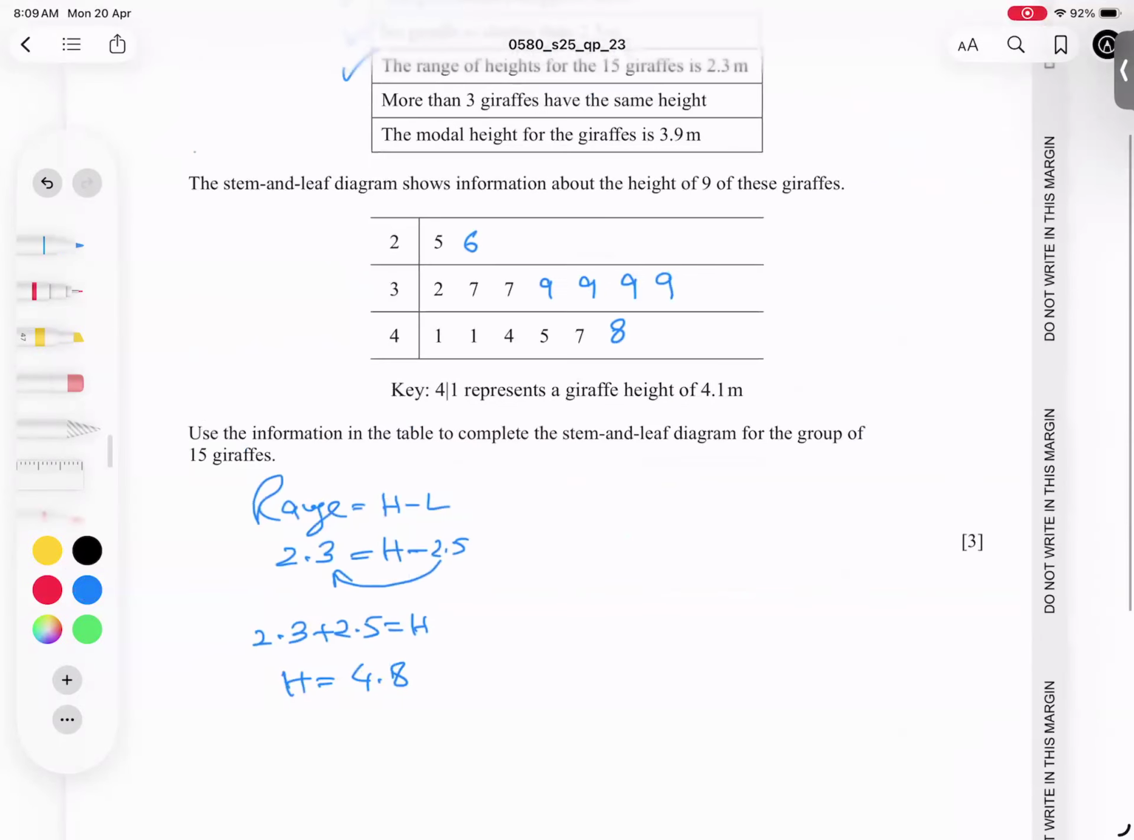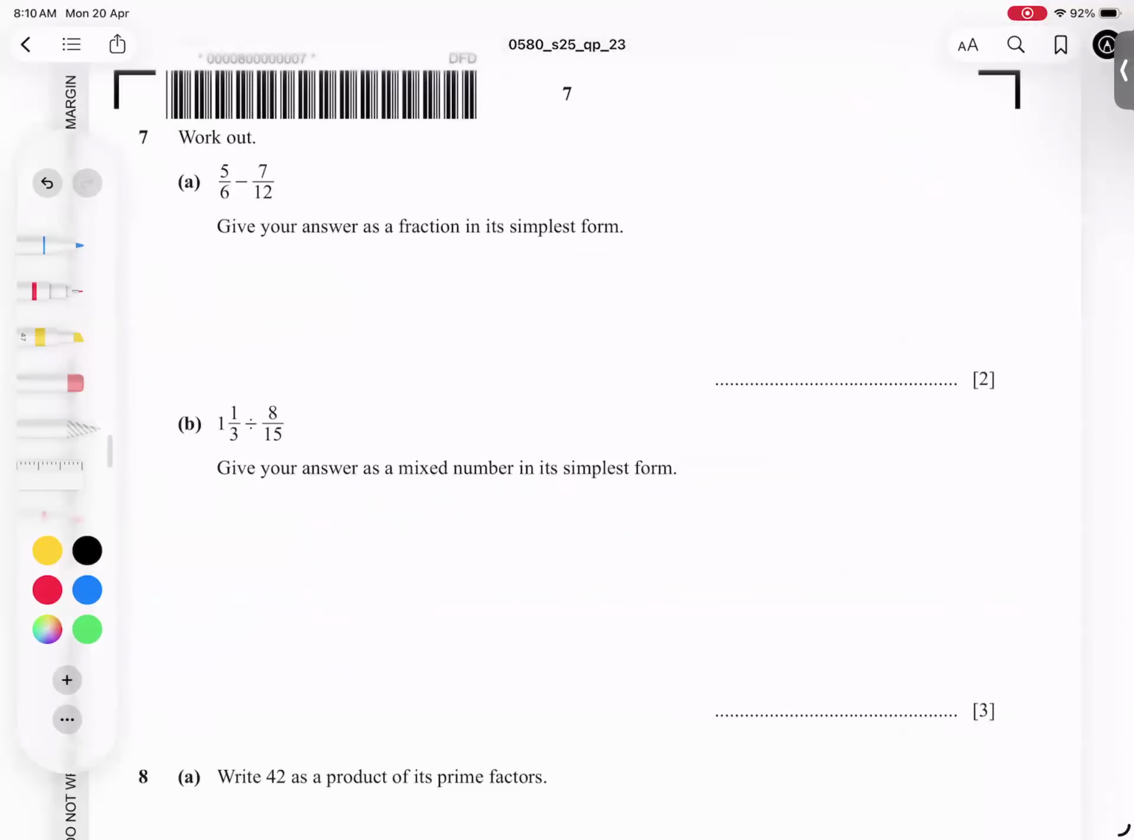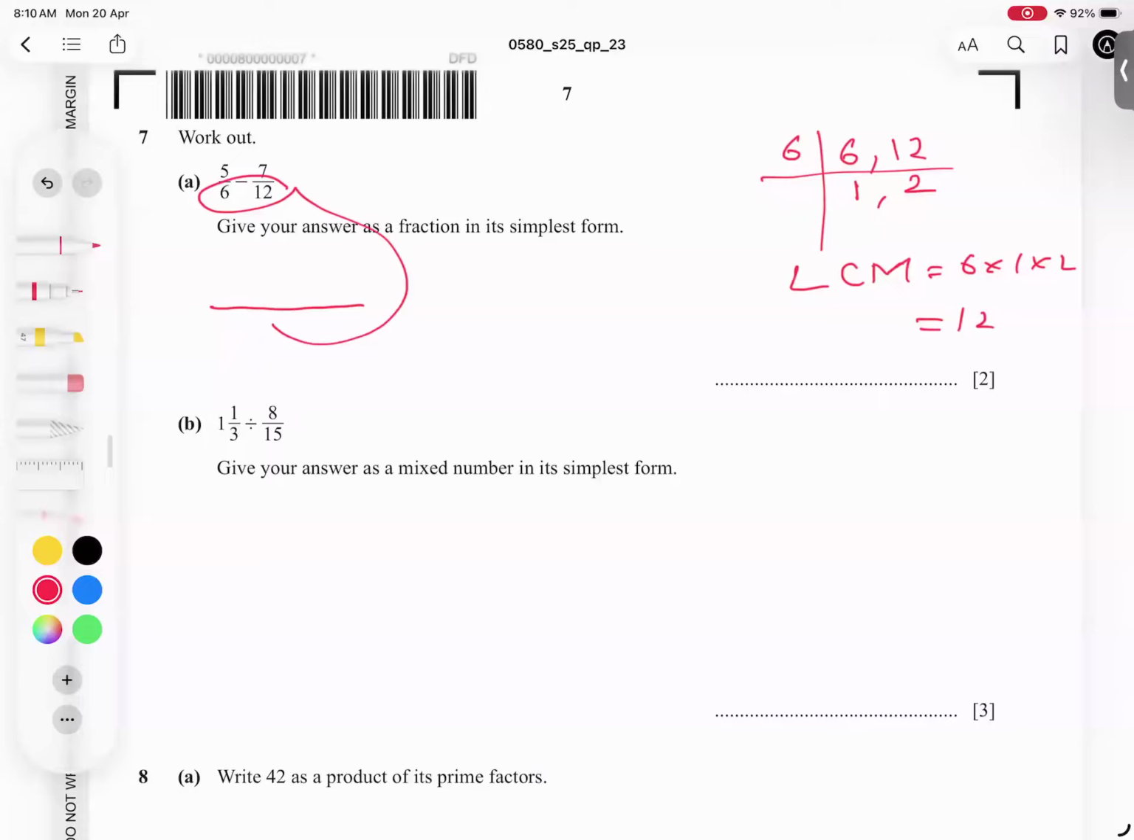And next, question number 7, we have to do it. He mentioned clearly to give the answer as a fraction in simplest form. For this kind of question, we can divide by one common table, for example, the table of 6. 6 ones are 6, 6 twos are 12. So the LCM is 6 into 1 into 2, and you have to find it. I know some students write the product of these numbers as the LCM, like 72. Wrong. Okay. So the LCM is 12.